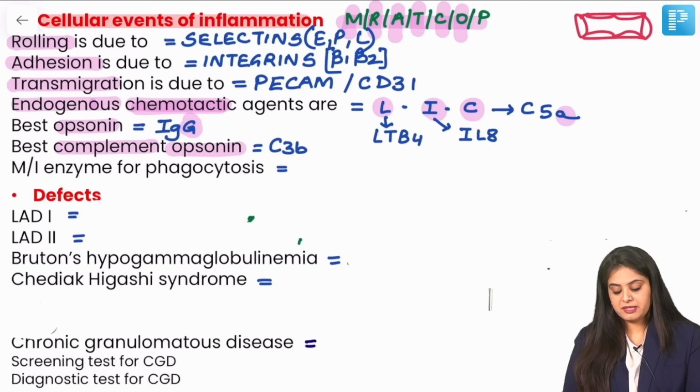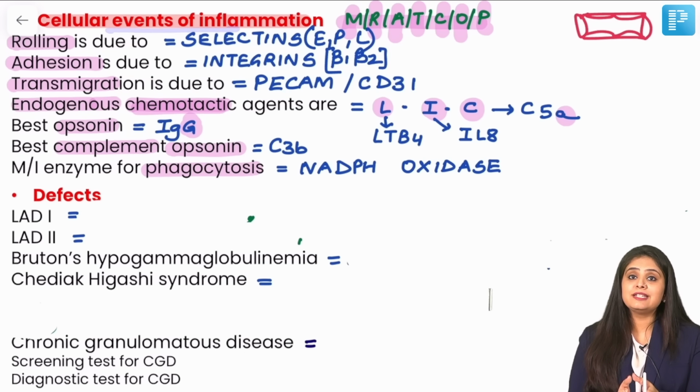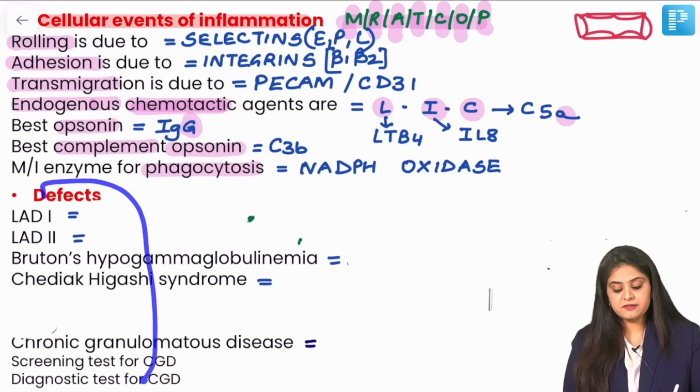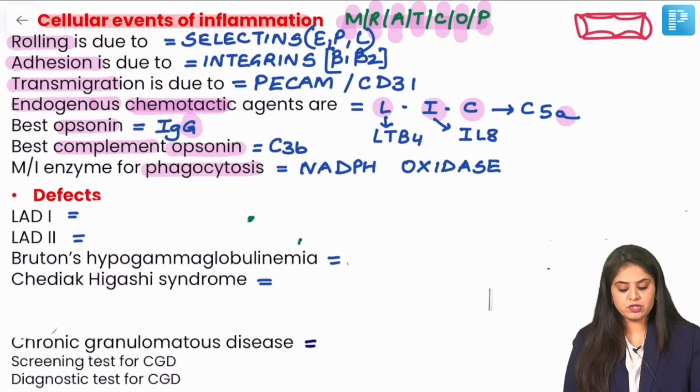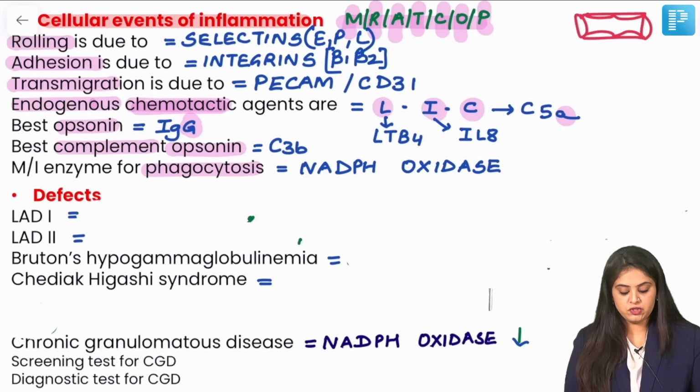Coming to the last step, and that is finally eating the bacteria, phagocytosis, the most important enzyme for it is NADPH oxidase. You've done all the cellular events but now correlate it with medicine, because these are all the defects. If I ask you a random question, out of all of these defects, which of them is to do with deficiency of NADPH oxidase, your answer will be CGD, chronic granulomatous disease, where NADPH oxidase is defective or deficient.